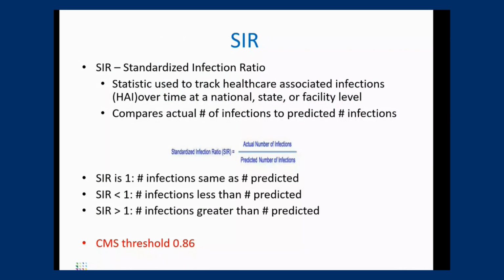So before we go into our statistics in our hospital here, I just want to talk about a term that is commonly used called SIR. It's the standardized infection ratio. It's basically comparing the actual number of infections to our predicted number of infections.